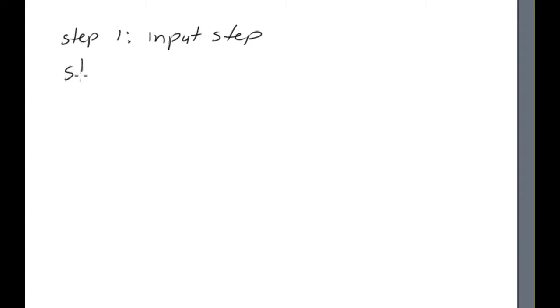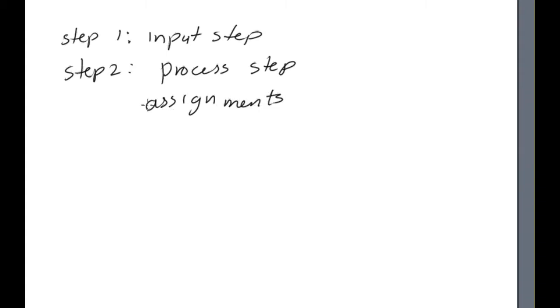Step 2, the process step. Now in this step, the instructions are walked through. It can involve all or some of the following steps. So in step 2, you can have assignments. Okay. Now for assignment, this is basically where values are placed inside of variables. So when you think of assignment, it's basically where a variable is given a value.